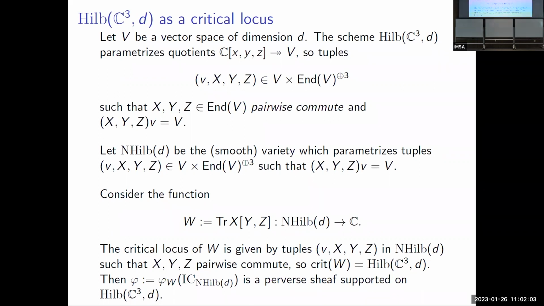Okay, so we have this description. So now we have our relevant perverse sheaf. You start with the IC sheaf on n hilb d. This n hilb d is just smooth, so the IC sheaf is just a shift of the constant sheaf. You don't have to worry about that. And then you take vanishing cycles with respect to this function. You'll get a perverse sheaf on the Hilbert scheme of d points on C3, and this is the relevant sheaf that one studies.